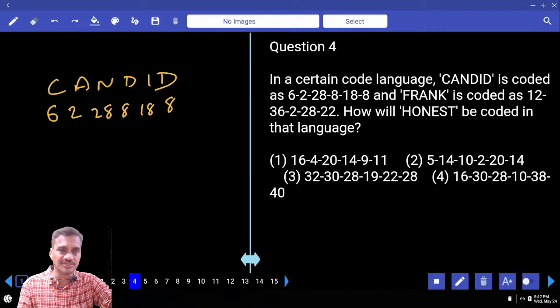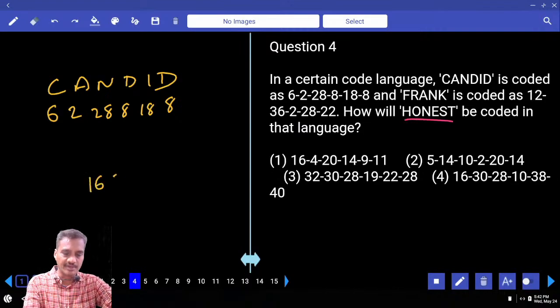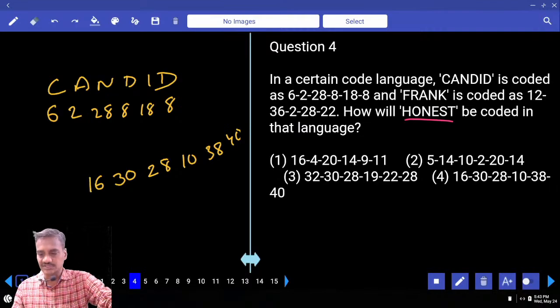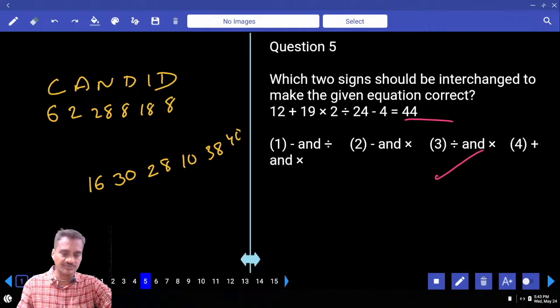Now C value is 3 into 2, 6. A is 1 into 2. N is 14 into 2 and so on. Then similarly H is 8 into 2, 16. And this is 30, 28, 10, 38 and T is 40. Now 16, 30, 28. 16, 30, 28 is choice for question number 4.